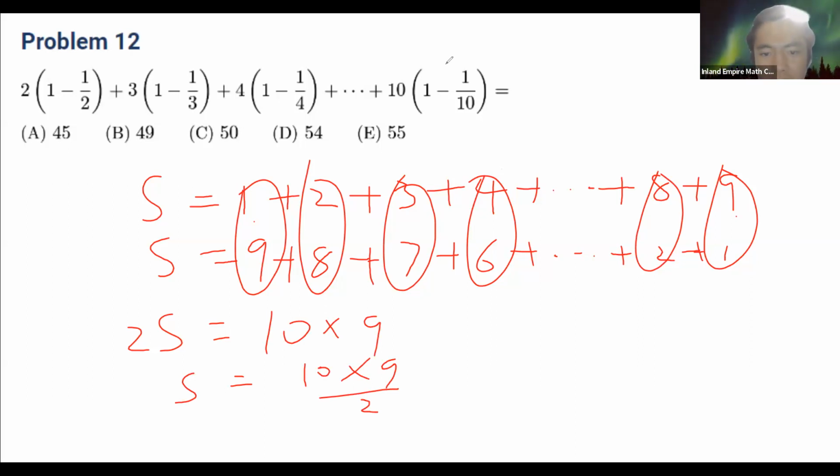So in general, the formula for an arithmetic sequence like this is the first term plus the last term, times the number of terms there are, divided by 2. And again, if you ever don't remember the formula, you can always just do it like this, because it's actually a very intuitive formula.